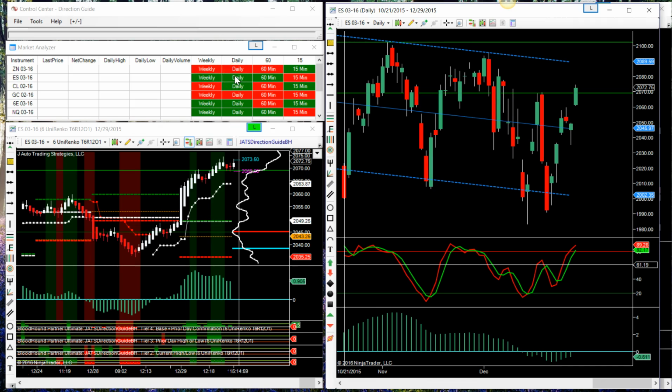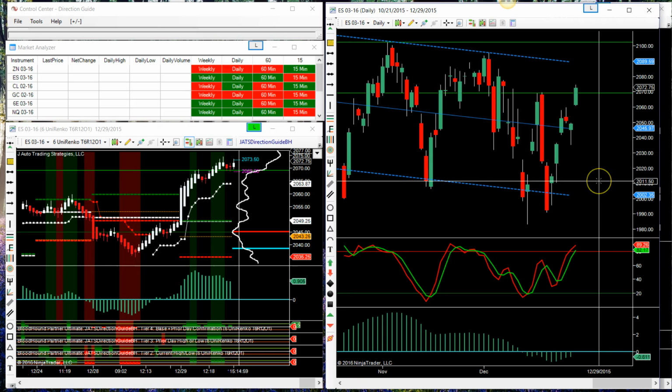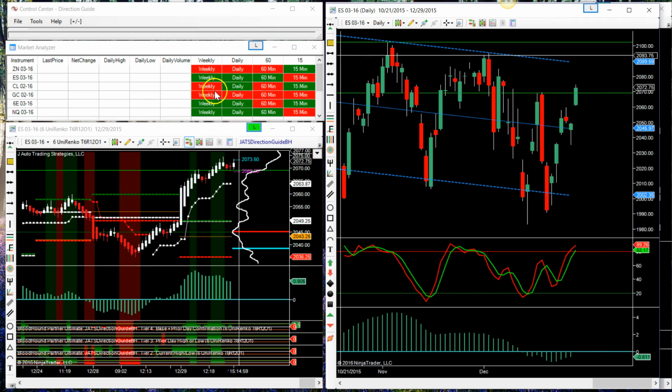This is not a counter trend strategy. If you would like a counter trend strategy, I have a value area strategy that trades counter trend. But this is a Direction Guide strategy, so we are looking to go in the direction of the higher time frame trend. So the weekly, daily, and 60 were green, so we would be looking for longs.